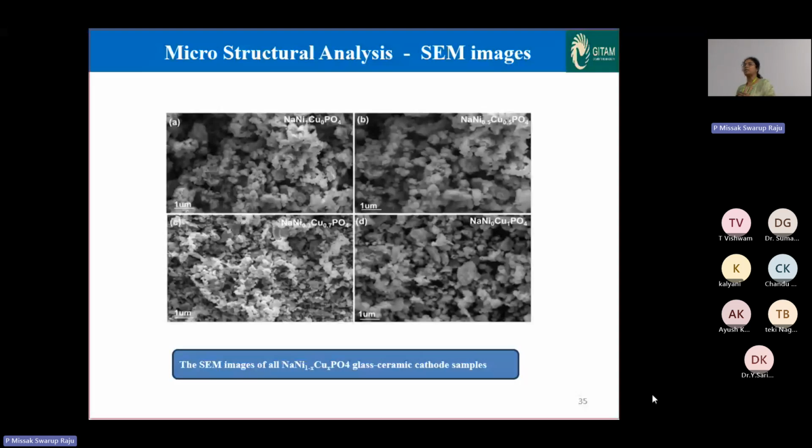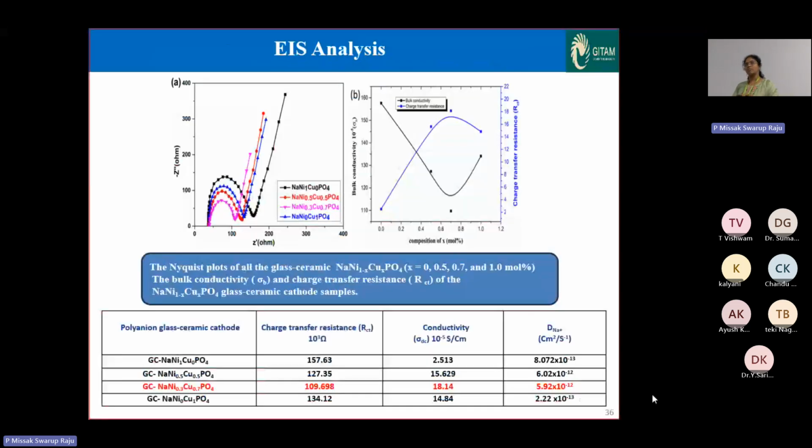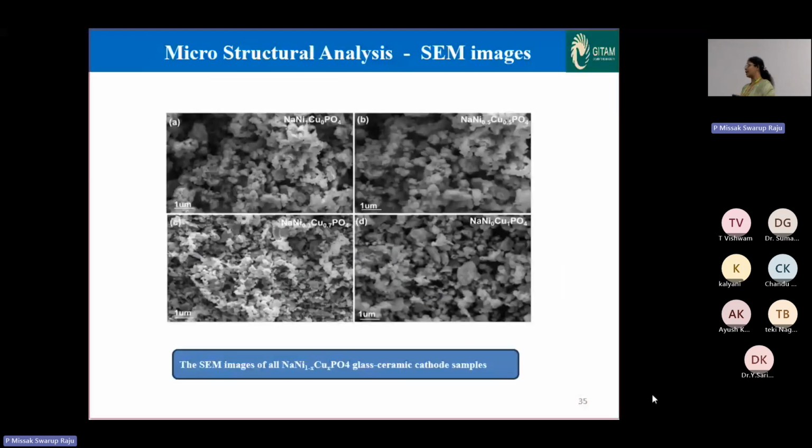This is the difference between nickel and copper individually. But this one is the good SEM image compared to taking nickel and copper individually. This is the combination of nickel and copper. Here, the morphology from the combination of nickel and copper is identified using the SEM, along with the composition of the elements inside this SEM image.